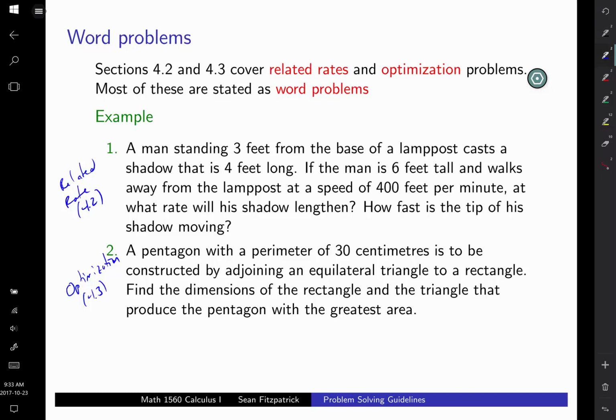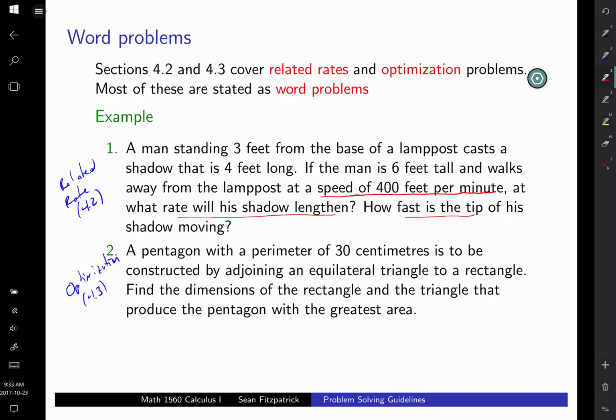I'm not going to read it out to you, but you can see the sorts of scenarios that you might run into. In the related rate problem, you can see that there's a number of pieces of information giving you dimensions of various objects, how big things are, and we have a rate of speed, right? The person is walking at 400 feet per minute, and what we're interested in is the rate at which his shadow is getting longer, and also a second rate, which is how fast the tip of his shadow is moving, right? So there are relationships between these three rates that you can deduce from the information that you're given.